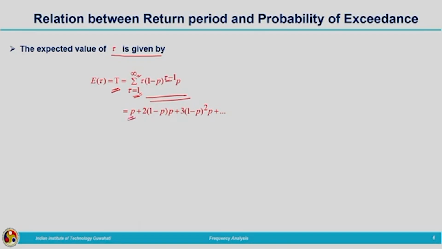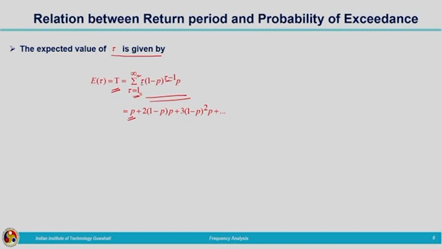When tau is equal to 1, the term is p, and when tau is equal to 2, what will be the value? 2 multiplied by 1 minus p to the power of tau minus 1, that is 2 minus 1, which is 1. So, that is represented here as 2 multiplied by 1 minus p into p. And when tau takes the value 3, it will be 3 multiplied by 1 minus p to the power of 3 minus 1, that is 2, into p. So, this way the series will be continuing.